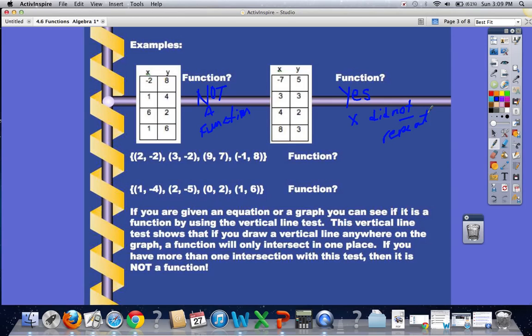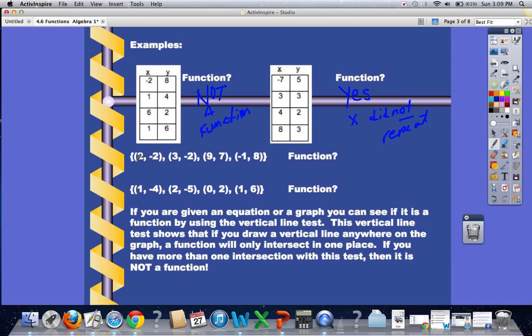Okay? All right, now we're going to look at ordered pairs. Now you can look at these and see just as easily if it's a function or not. We have 2, -2. We have 3, -2. 9, 7, and -1, 8. Okay, well the only thing repeated was the -2's, but they are ranges, so it doesn't matter.